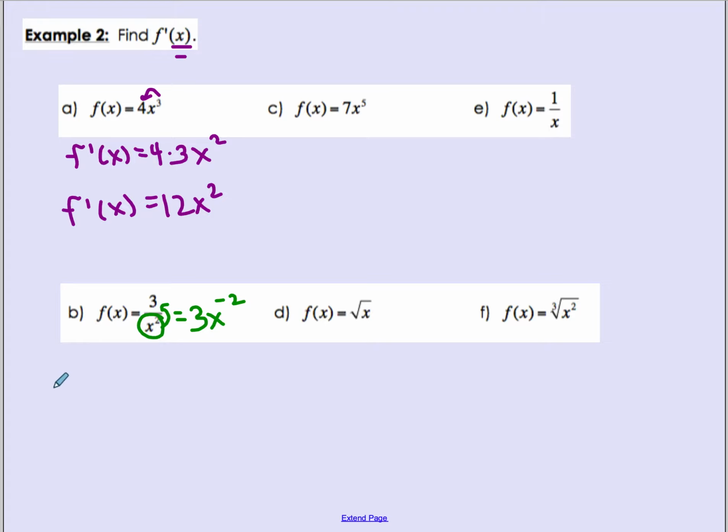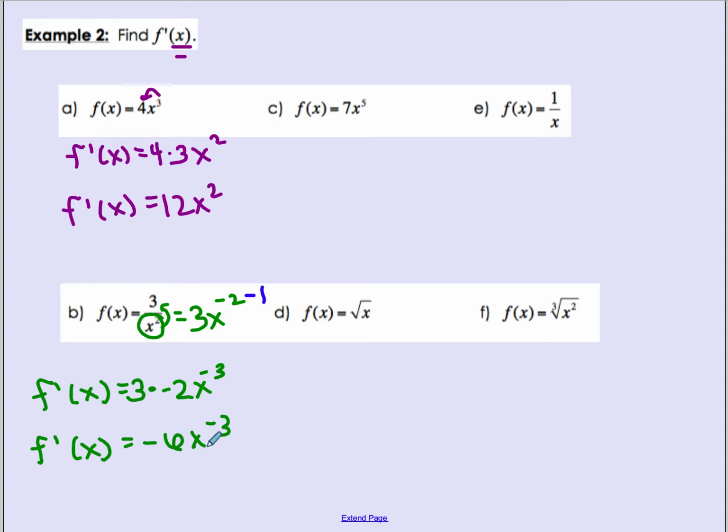Then my derivative, f prime of x, equals 3 times the derivative of x to the -2. I bring down the -2 times x, then I'll be careful, people make this mistake a lot. You would take -2 minus 1, which would be -3. So then my derivative, just simplifying, would be 3 times -2, so I'd have -6 x to the -3rd.